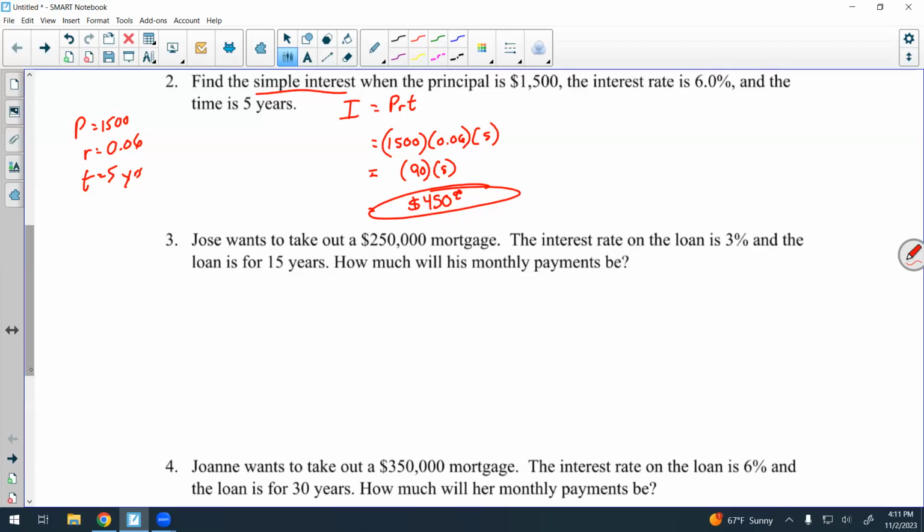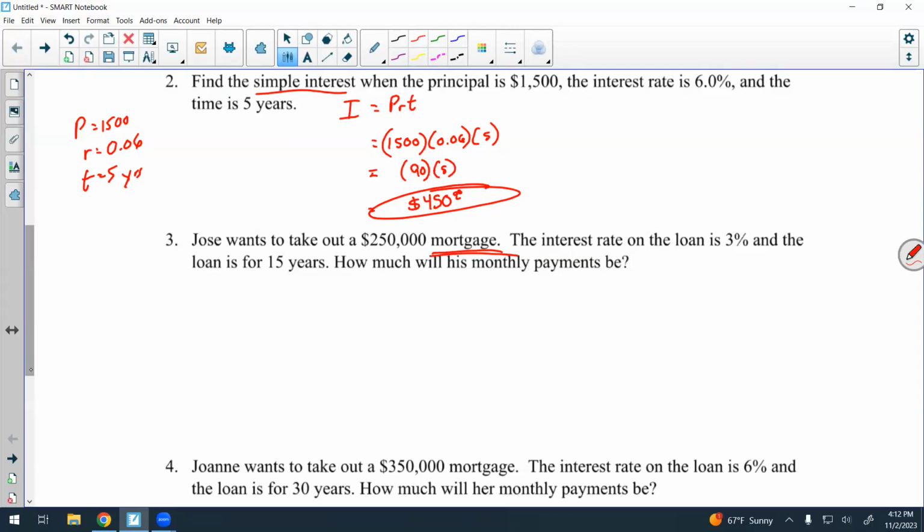Okay, so now we have Jose, and he wants to take out a $250,000 mortgage. There's your code word. The interest rate on the loan is 3%, and the loan is for 15 years. How much will his monthly payments be?